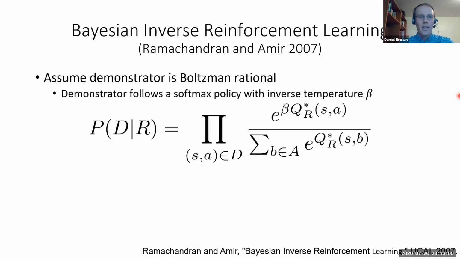where we're going to make the assumption that our demonstrator is Boltzmann rational. So they're going to take good actions with higher probability than bad actions, and those probabilities are going to be related to how optimal those actions are. If we look at this equation, we're going to assume that we have some inverse temperature parameter beta that determines how much confidence we have in the demonstrator taking the right action in different states. This gives us the likelihood, the probability of a set of demonstrations D, given a reward function R, some hypothesis.